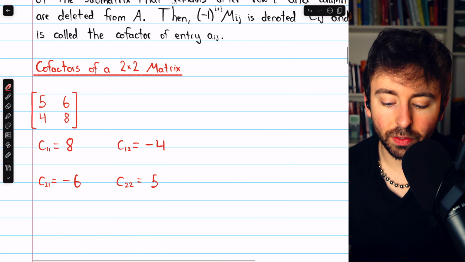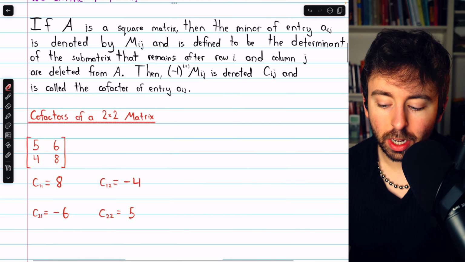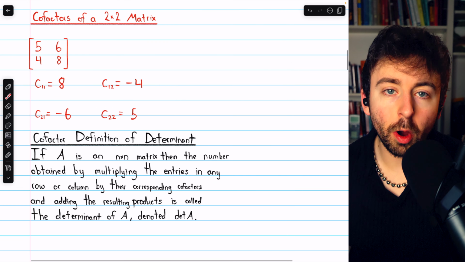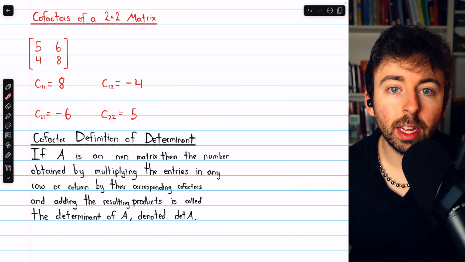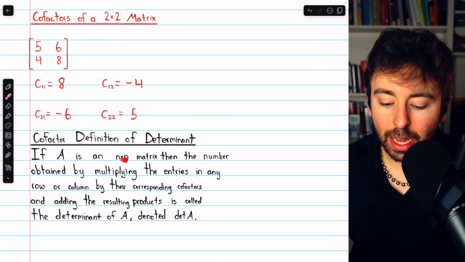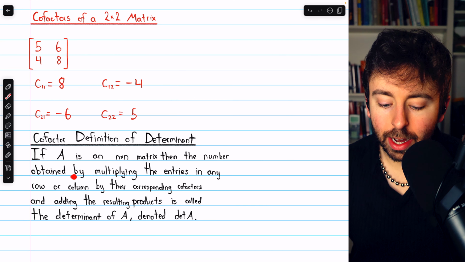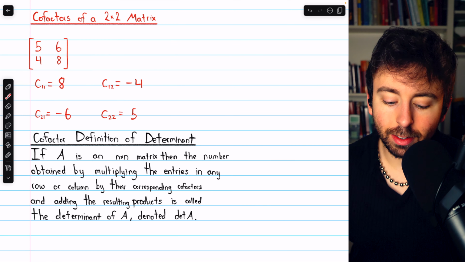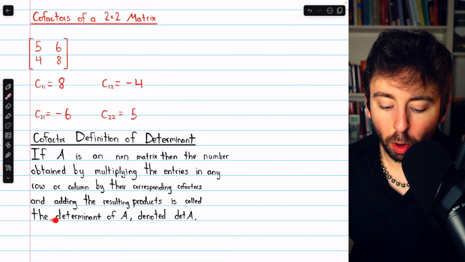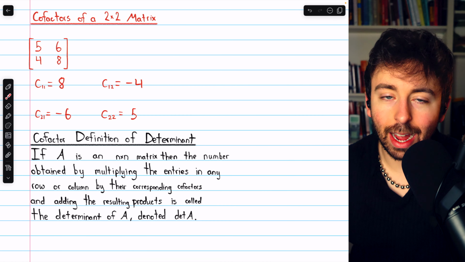Now that we understand the definition of a cofactor, we can introduce the general definition of the determinant. Here it is, the cofactor definition of the determinant for a square matrix of any size. If A is an n by n matrix, then the number obtained by multiplying the entries in any row or column by their corresponding cofactors and adding the resulting products is called the determinant of A, denoted det A.